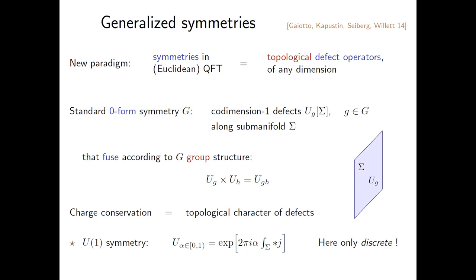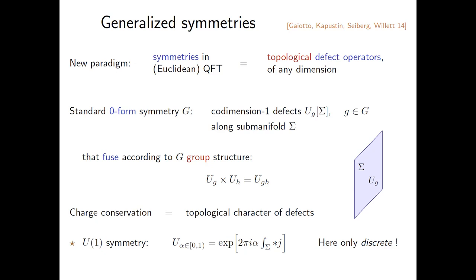So the topic of this talk, and in fact the topic of the conference, is generalized symmetries. This is a very interesting and powerful new paradigm for symmetries, and it says that we should regard as symmetries in Euclidean quantum field theory everything that is a topological defect operator of any dimension. And the standard zero-form symmetries corresponding to a group G fit into this framework.